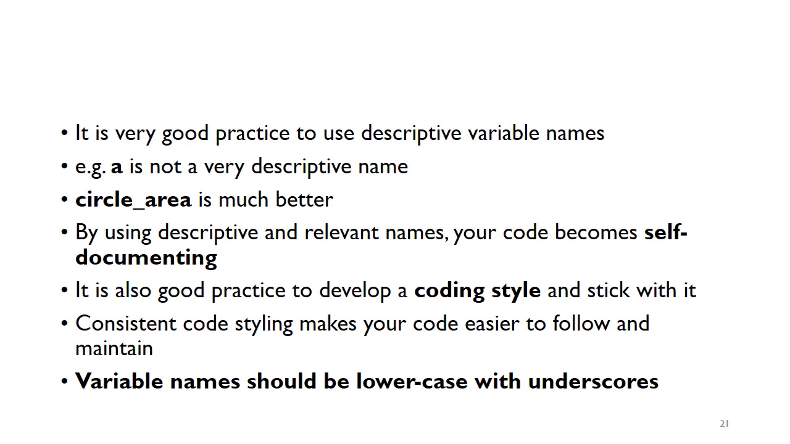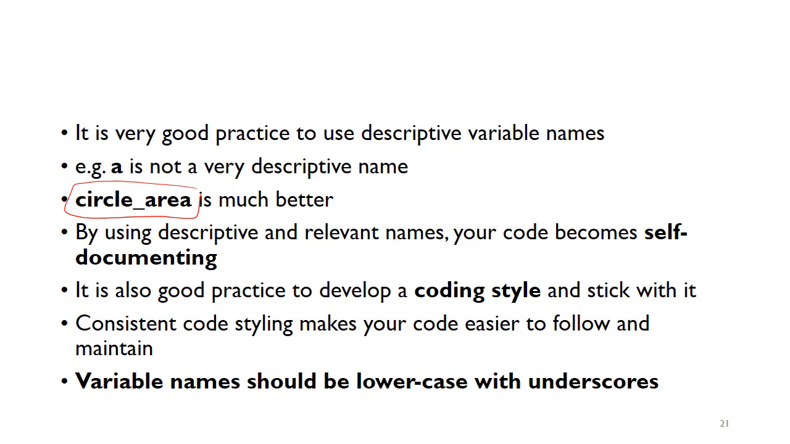It's very good practice to use descriptive variable names when you're writing your code. A is not very descriptive. The variable A might be storing the area of a circle, so it's much better to use the variable name circle_area. We can't leave spaces because the compiler will think that's two separate variable names, so we join the two words together with an underscore.